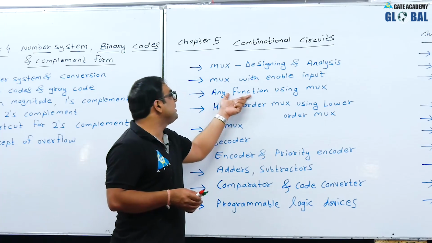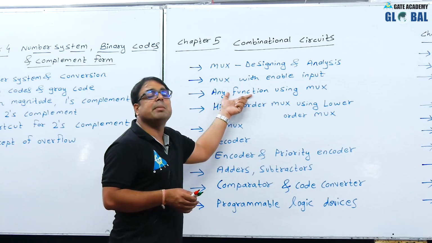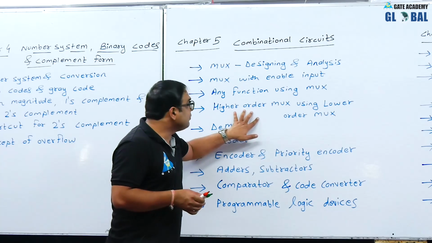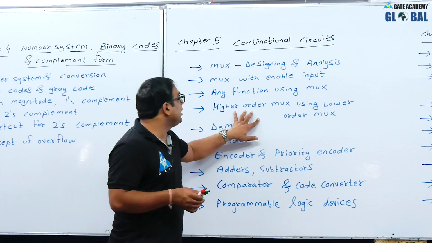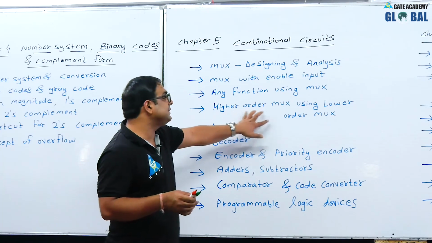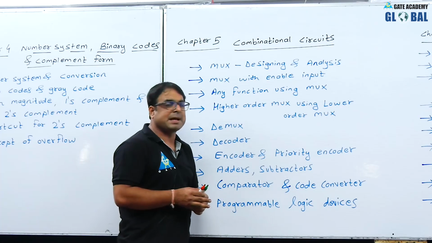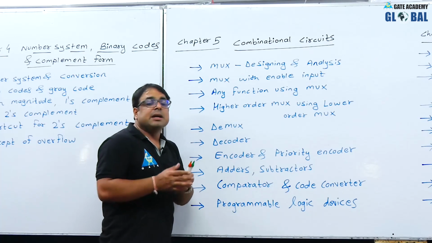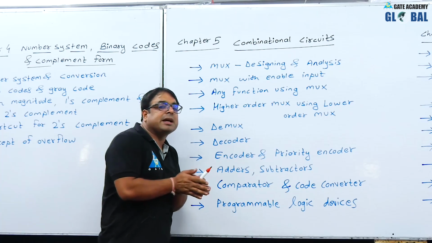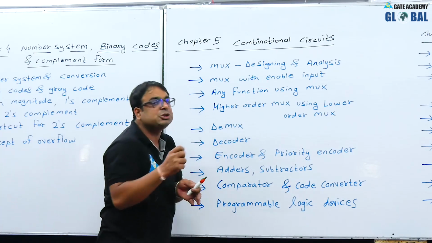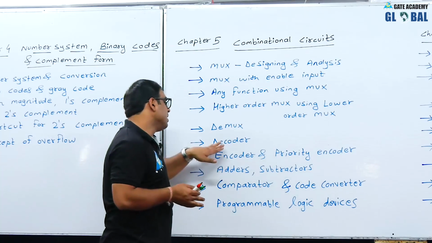Next, as I said, we will be learning how to design any function using multiplexer. It means we will justify multiplexer as a universal circuit. Then next one is how to design a higher order multiplexer using a lower order multiplexer. Then we will be discussing demultiplexer. Demultiplexer we don't have to study in as much detail as we study multiplexer. In short only we have to cover this.